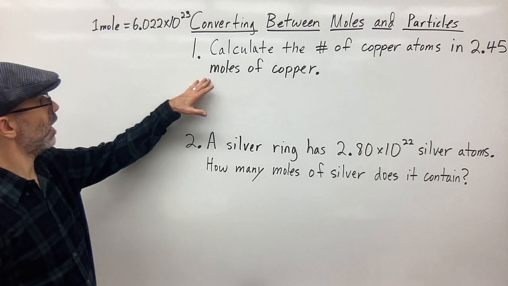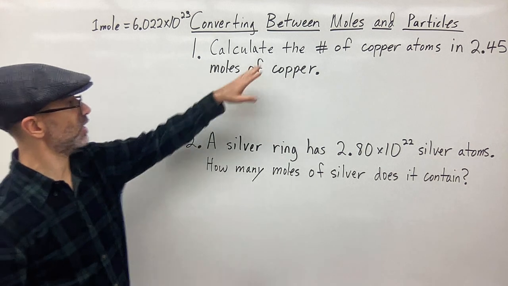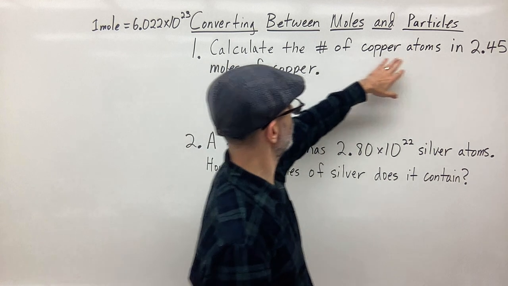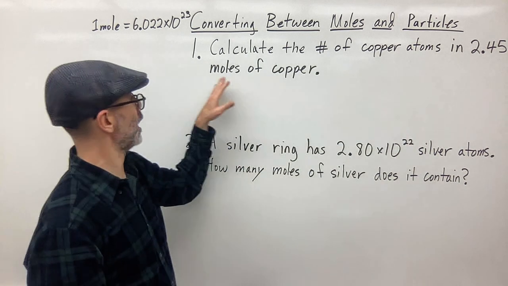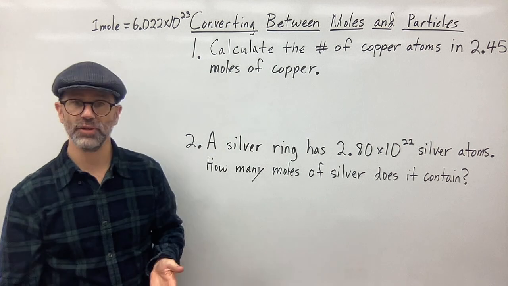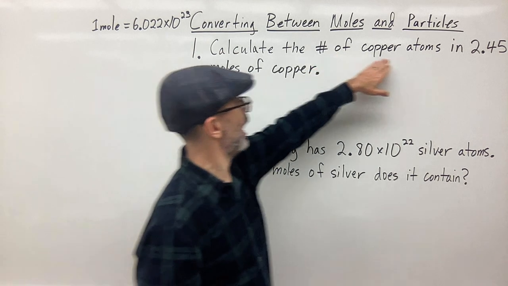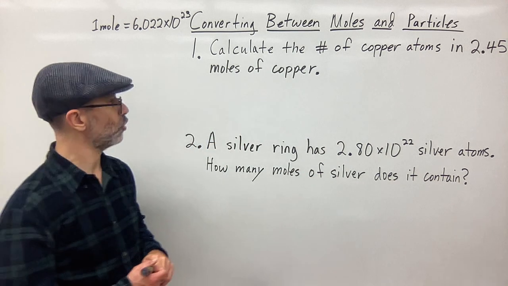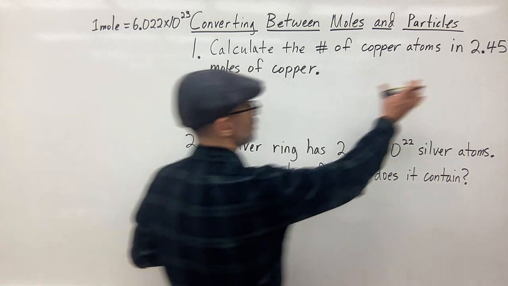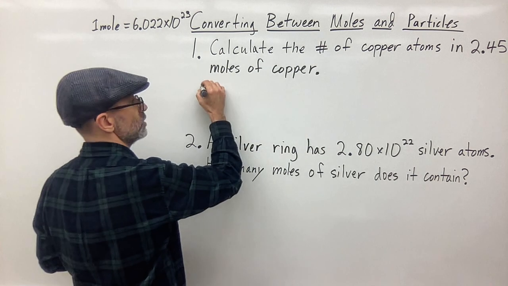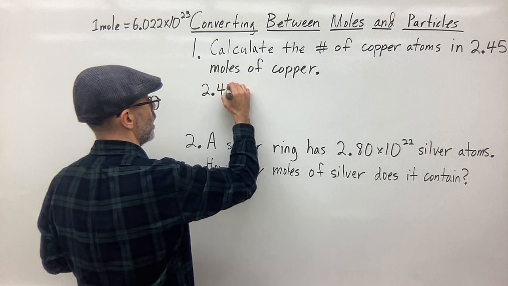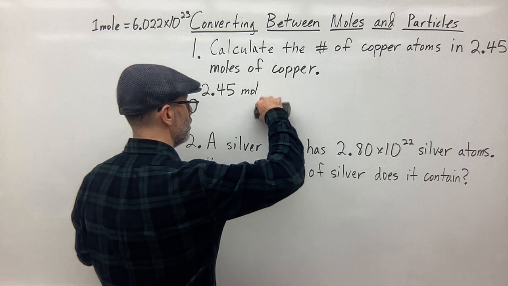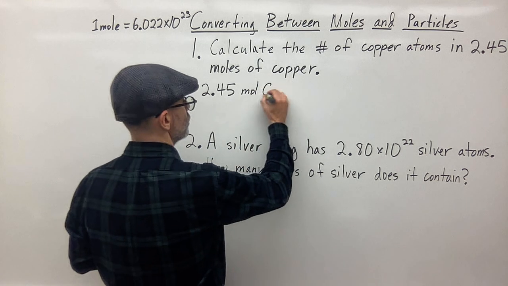So in this case, for problem number 1, they're asking us to calculate the number of copper atoms. Atoms is a particle. And we're going to figure that out in 2.45 moles of copper. So they're giving us moles of copper, and they want us to find the number of copper atoms. So we're going from moles to particles. So let's start by writing what they gave us. They're giving us 2.45 moles, which we can abbreviate mol, of copper, Cu.